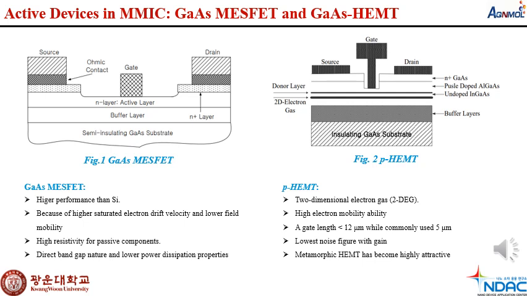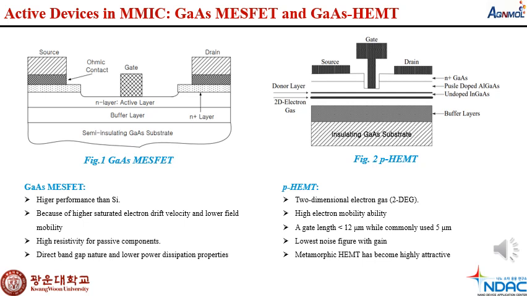In the characteristics of the gallium arsenide MOSFET, we can see higher performance than silicon. Why do we see higher performance than silicon for this gallium arsenide MOSFET? Because of the higher saturated electron drift velocity and higher low-field mobility. This is one of the basic reasons for this higher performance. Another reason could be high resistivity for the passive components, and the third reason would be the direct bandgap nature and lower power dissipation properties.